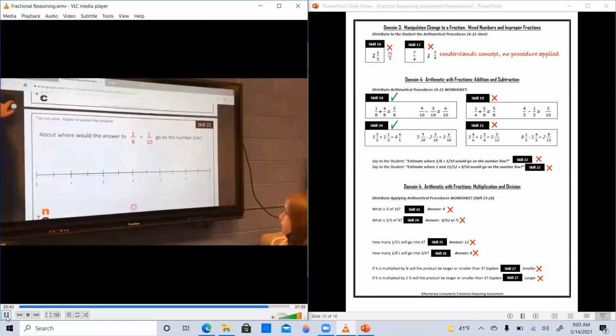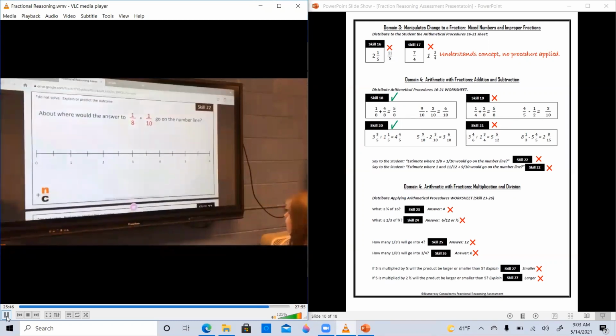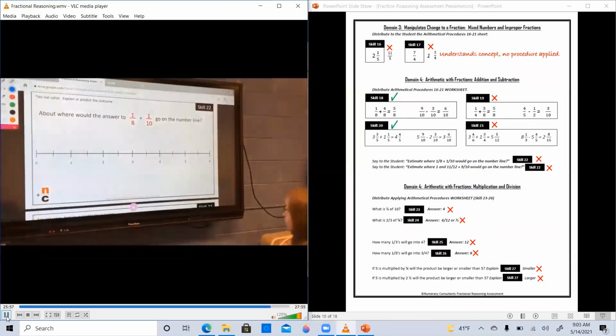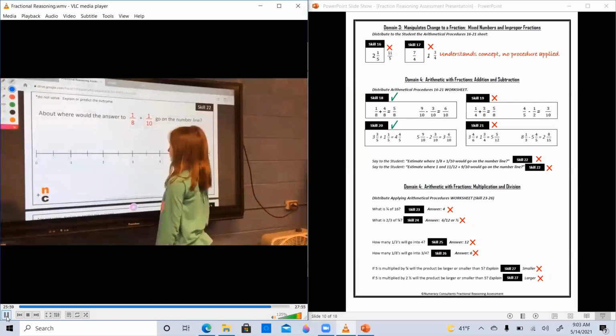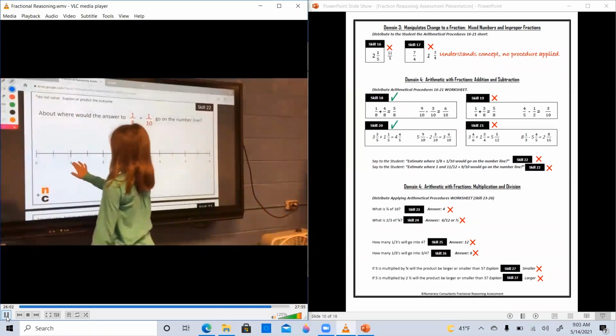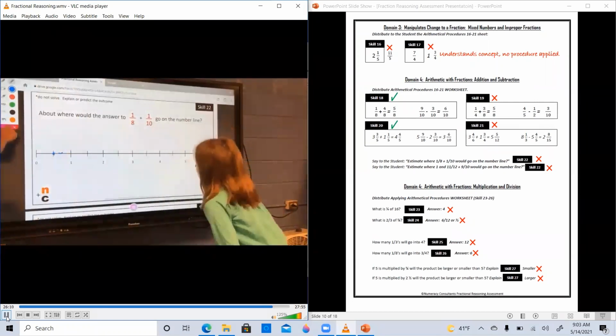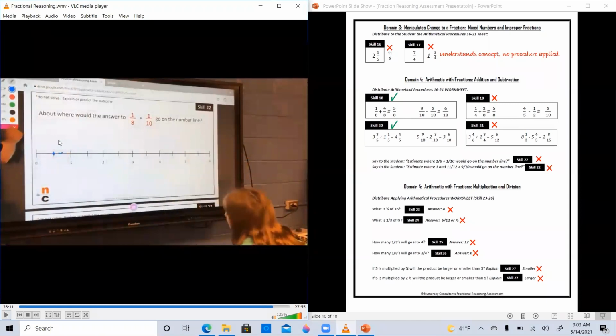Second. Okay. So about where would the answer to 1/8 plus 1/10 go on the number line? I don't want you to solve it. I just want you to estimate about where you think this would go on the number line and draw a dot. Okay. Maybe somewhere over here. Somewhere around there? Okay. You know what you're looking for is basically within like a half of where it's at. So the real answer will be out there. She's pretty close, so I'd go ahead and give her credit for that one.